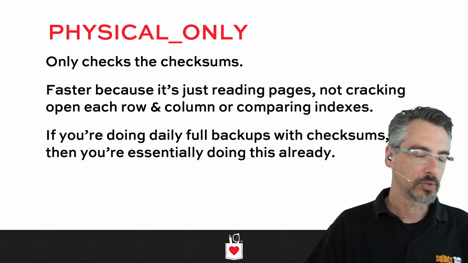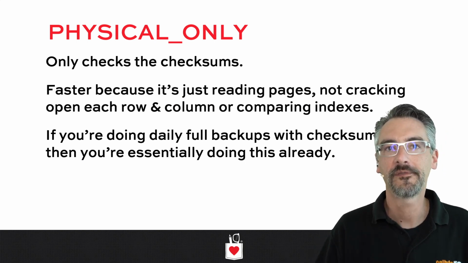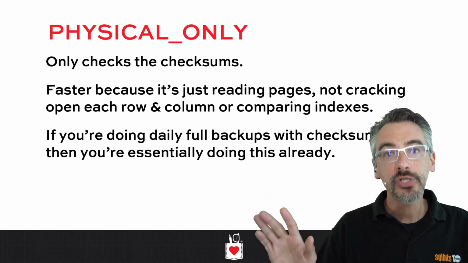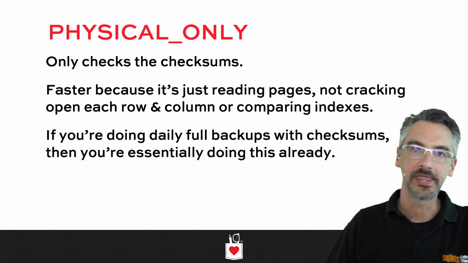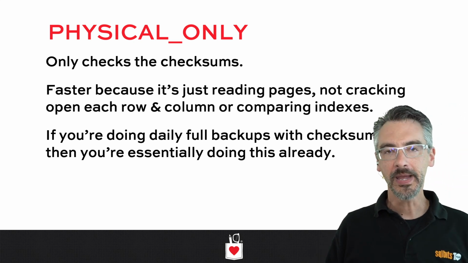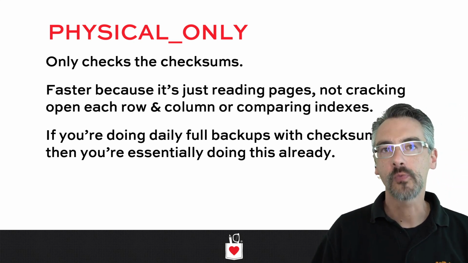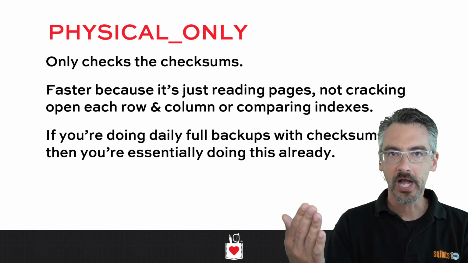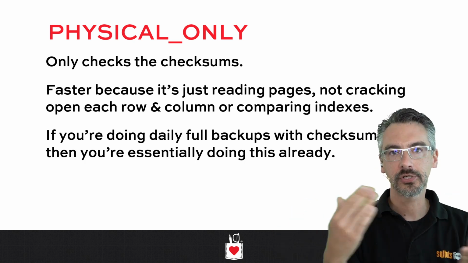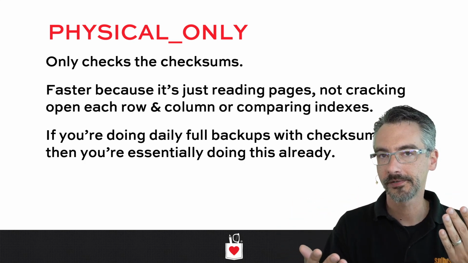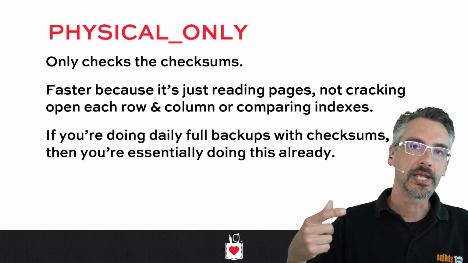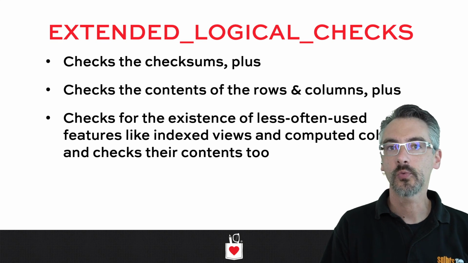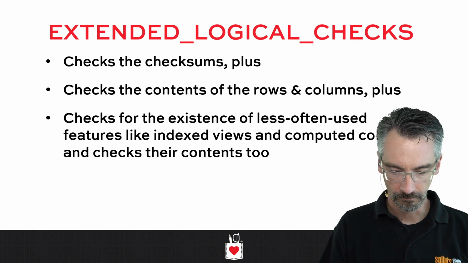The second switch I can use is PHYSICAL_ONLY. With PHYSICAL_ONLY, every time you read an 8K page during CHECKDB, it just checks the checksums and that's it. Then it bails. This makes CHECKDB a much lighter weight operation, but it doesn't catch all of the errors. It's not like it's comparing each index to make sure that they all have the same contents. So this switch is a way to make CHECKDB run faster. This next switch is a way to make CHECKDB run slower.